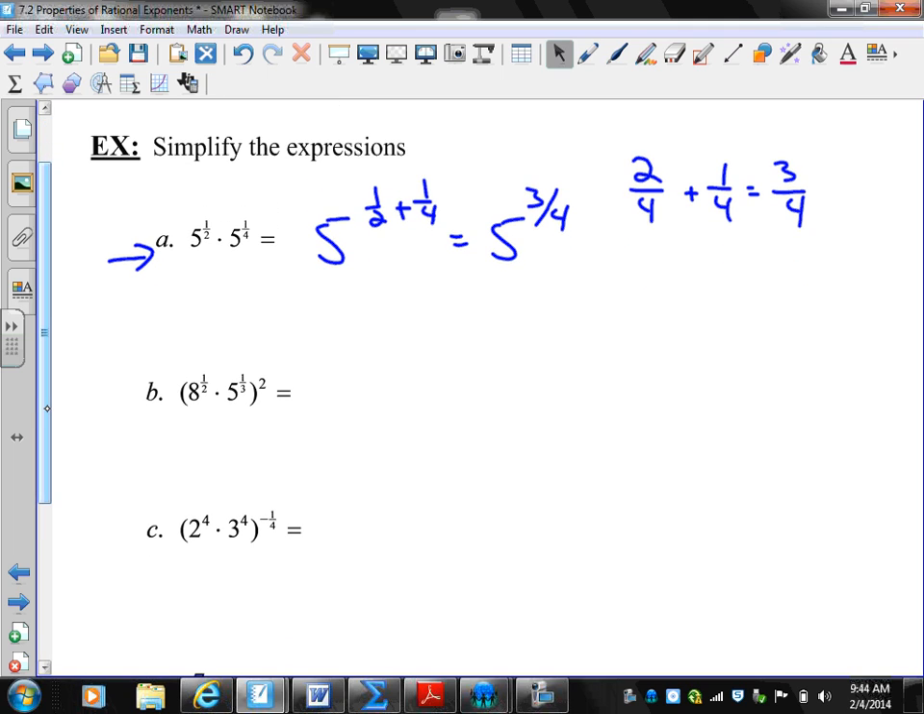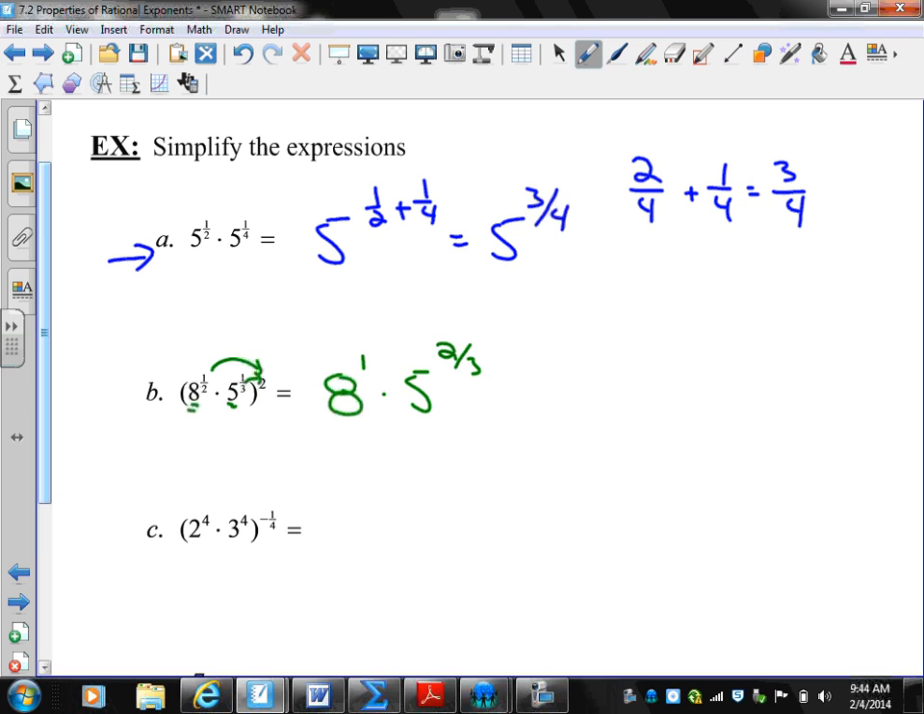Okay, moving on to the second one. Well, these aren't the same base. So I can't just add those exponents together. What can I do? Well, if you notice, both of these terms are being raised to the 2 power, right? So I can distribute that 2, if you will, that squaring to both the terms, and I can write this as 8 to the, well, 1/2 times 2 is 1, and 1/3 times 2 is going to be 2/3. So I'm going to get 8 to the 1 times 5 to the 2/3.